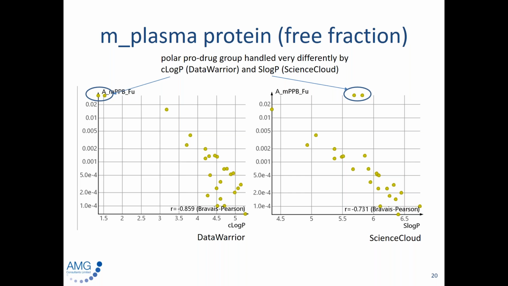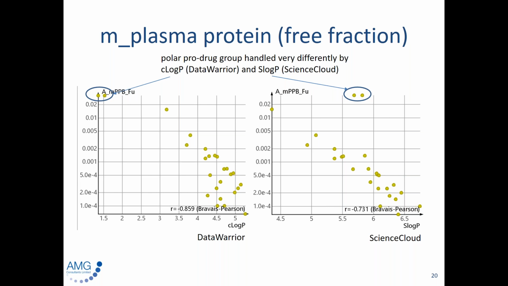One thing to note is that there seems to be quite a good straight line for both of them, but there are a couple of compounds up here which are lying off the straight line, very significantly so. You can see that these are the 2 same compounds, very differently predicted by the Data Warrior C-logP and ScienceCloud S-logP, to the extent of more than 4 units. That's pretty unusual. These are somewhat unusual compounds. It contains a polar prodrug group, so that's being handled very differently.